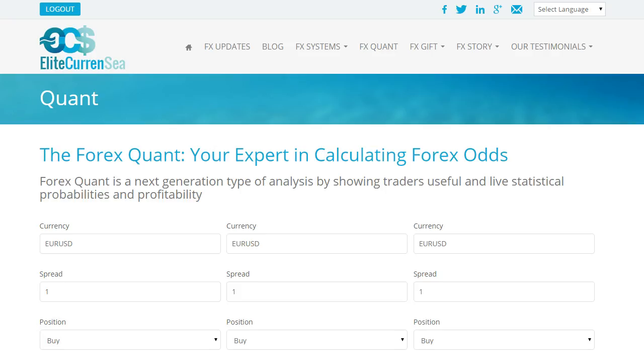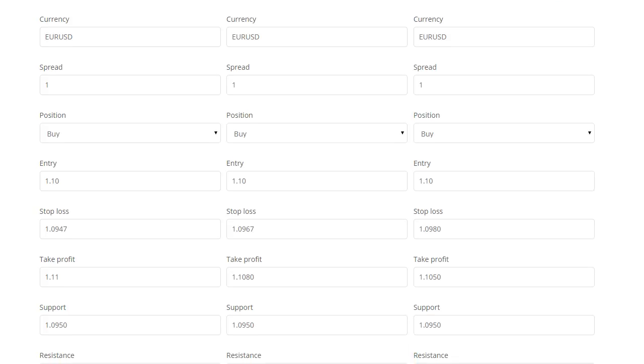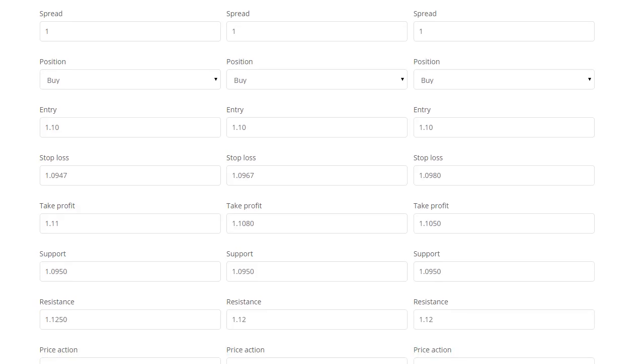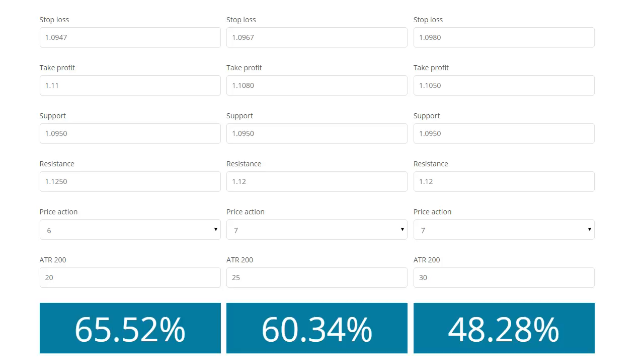Alright, let's start with the Forex Quant page that you can of course access when logging in and going to Forex Quant or FX Quant here, and you'll see this form. When we scroll lower, we will see 3 spots where we can fill in some data, and as you can see I already have filled in some data here of 3 setups on the euro dollar with slightly different parameters, and we can use all of these columns to give us 3 specific scores, which you then find at the bottom.